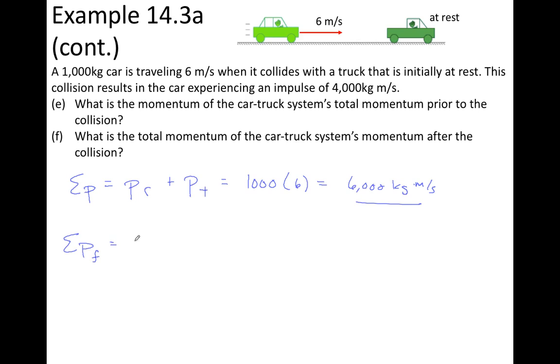What's the final system momentum? This will be the momentum of the car, final, plus the momentum of the truck, final. Well, we had those two slides ago: the momentum of the car to end with was 2,000, and the momentum of the truck after the collision was 4,000. We started with the same momentum that we ended with. Therefore, momentum was conserved in the collision between the truck and the car.